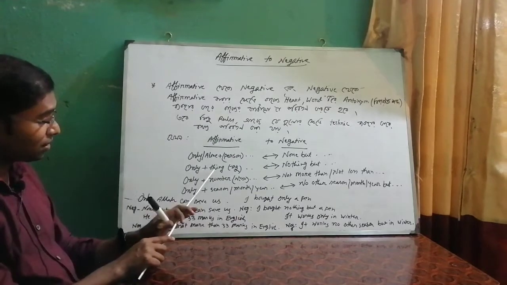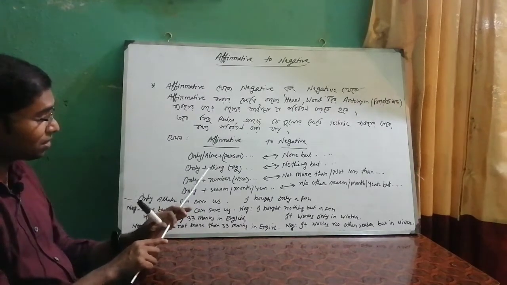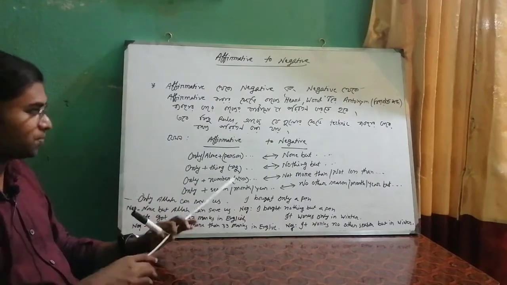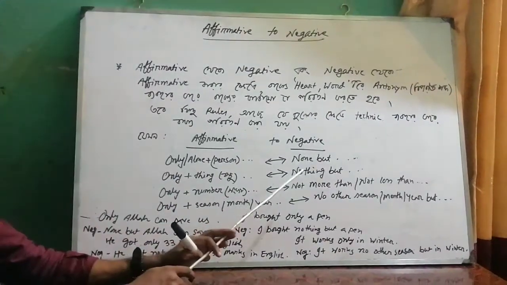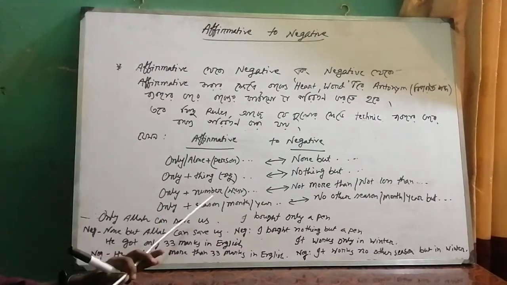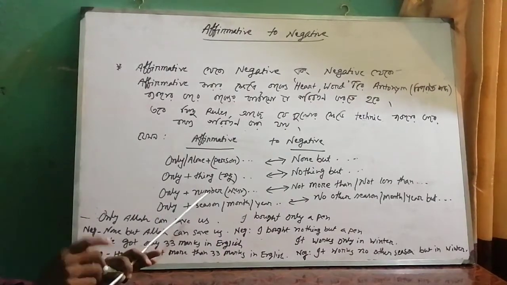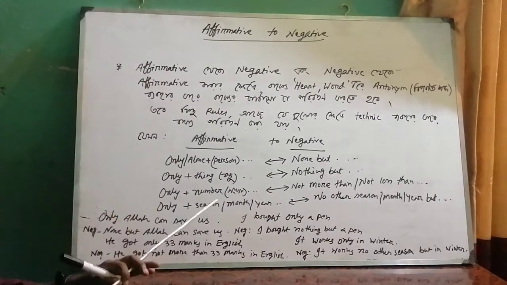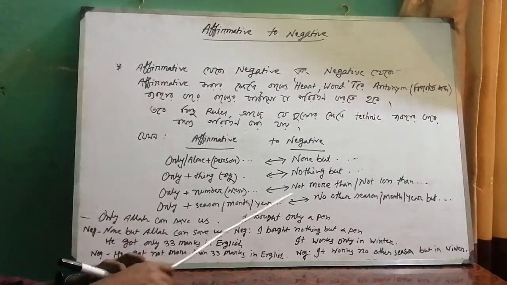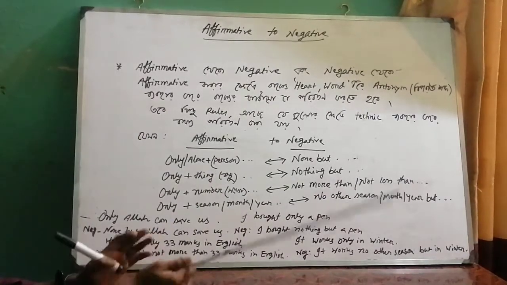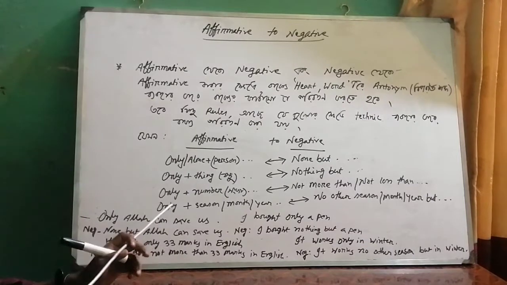Only plus thing. If you get any sentence containing only plus thing, কোনো বস্তু যুক্ত only যদি পেয়ে থাকো, only plus কোনো একটা বস্তু, in the place of only you have to write nothing but. And number 3, only plus number. If you get any sentence with only plus any number, সংখ্যা জাতীয় কোনো শব্দের সাথে যদি only থাকে, in the place of only you have to write not more than or not less than, and it will be changed. So this is the technique that you can apply.